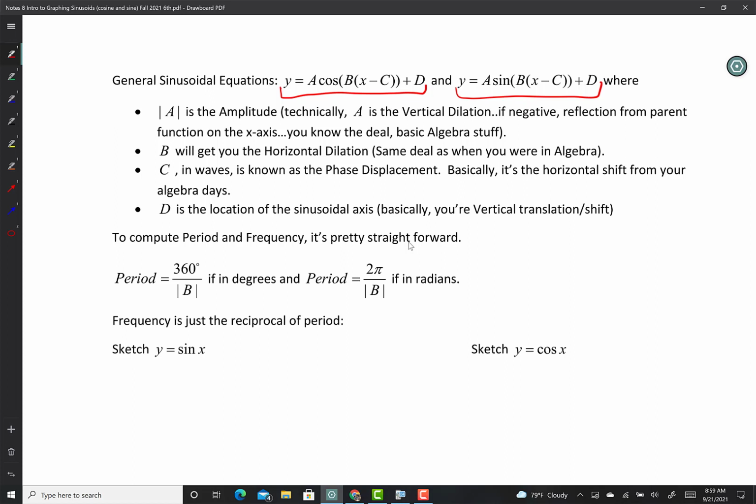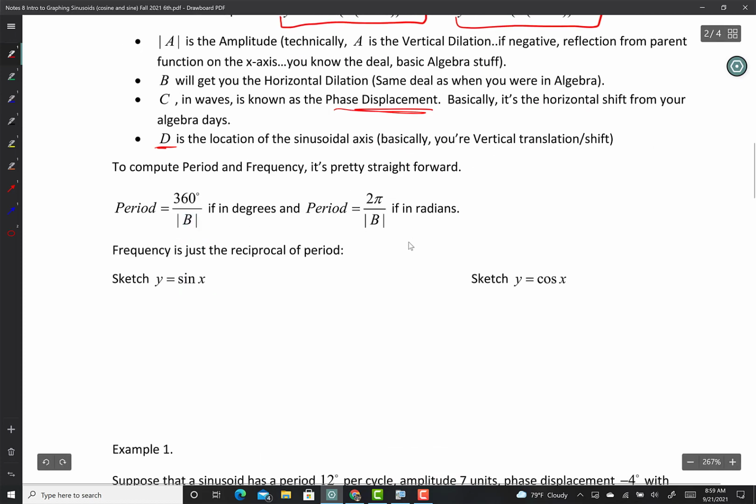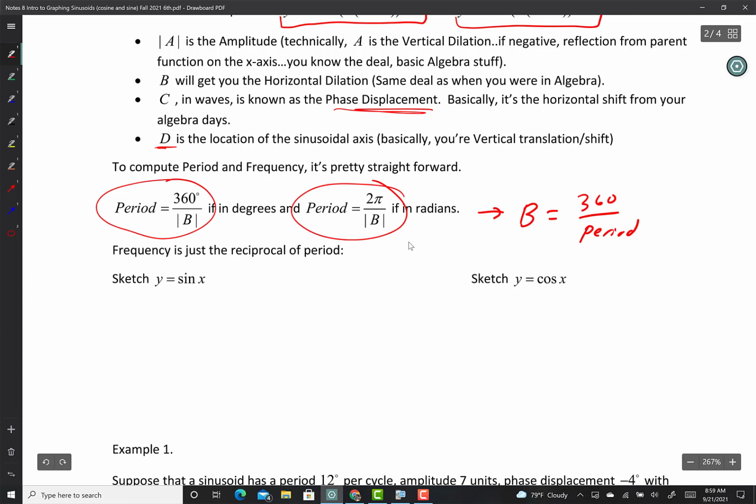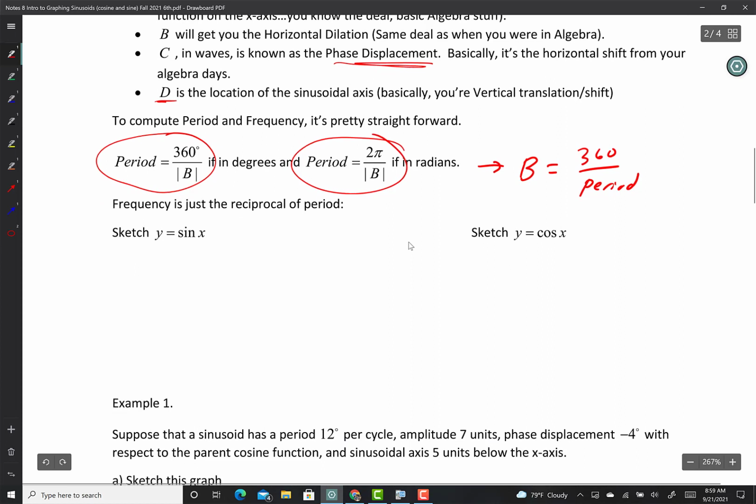A is the amplitude. It's the same thing as for functions, right? B is the horizontal dilation. C is your horizontal shift. They also call it phase displacement. And D is your vertical translation or shift. Same thing with functions, guys. Here's the period, and this indirectly tells you how to get the B. The B is 360 divided by the period. And we're working with degrees momentarily because you guys seem to like degrees better.